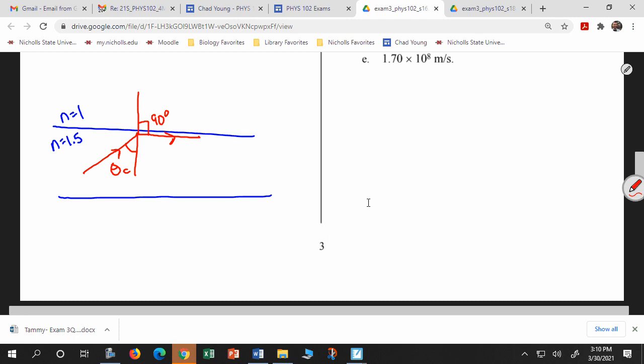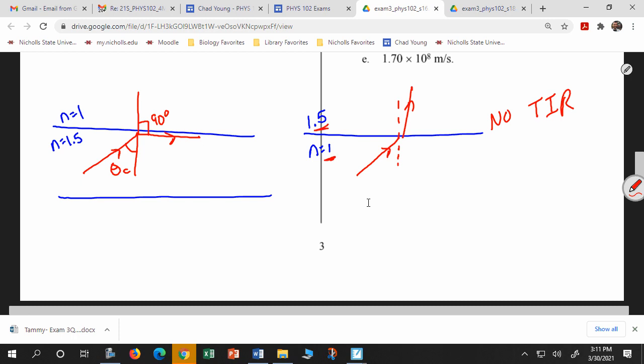Total internal reflection does not occur if, for example, I have an interface where this is n equal 1 and this is 1.5. In this case, I have a light ray that comes up, but instead of bending away from the normal, it bends towards the normal. So this will not have total internal reflection because I'm moving from a small index to a high index.